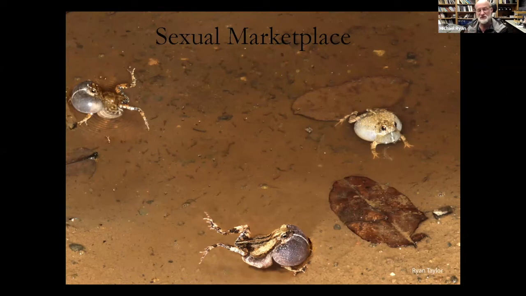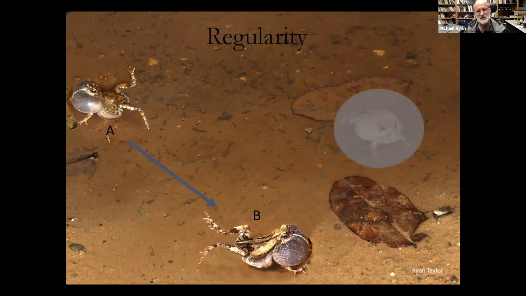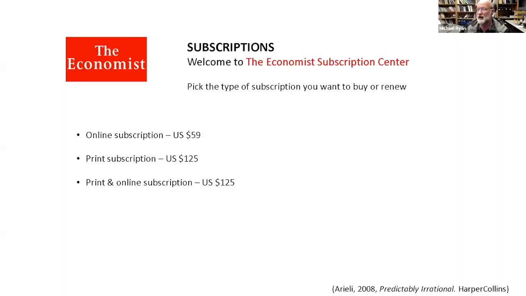So one assumption in humans of economic rationality is that the relative preference between two products, so here, frog A versus frog B, should stay the same whether or not this third option is there, okay? Now we know that humans violate this assumption of economic rationality quite frequently.